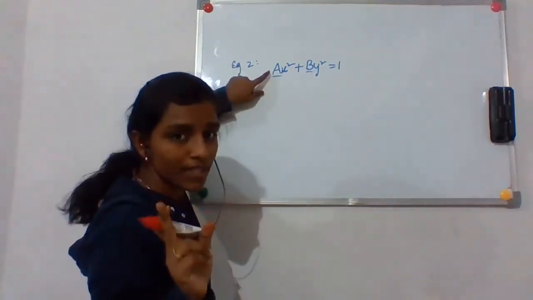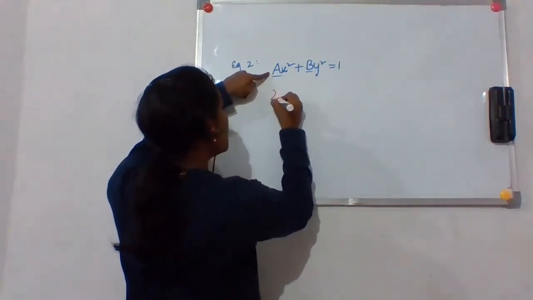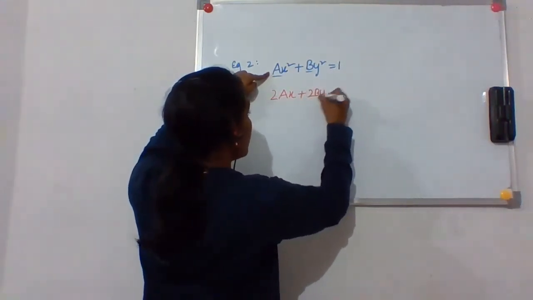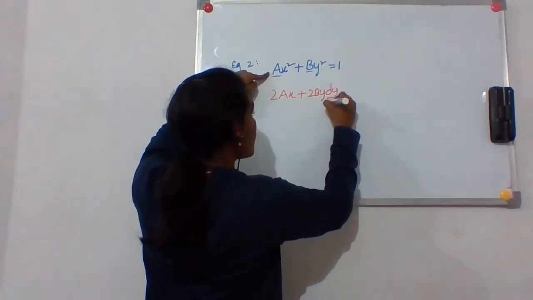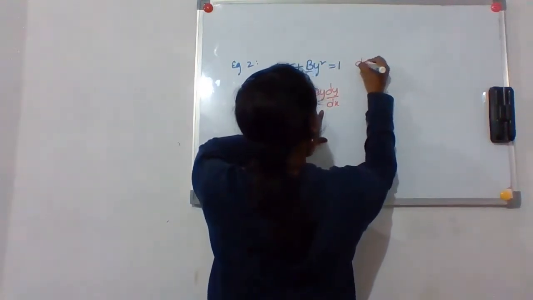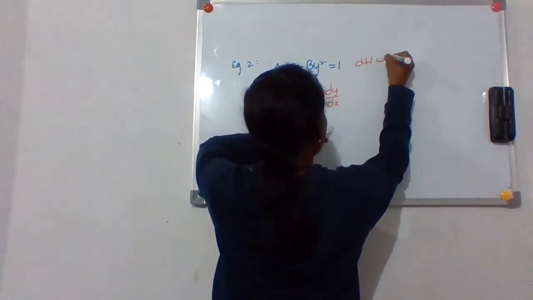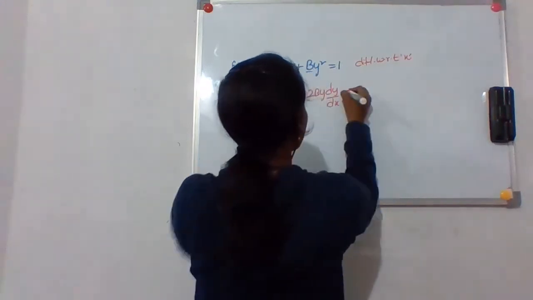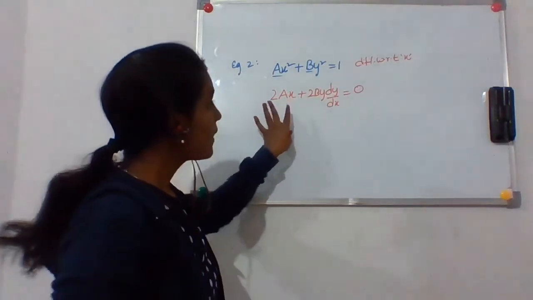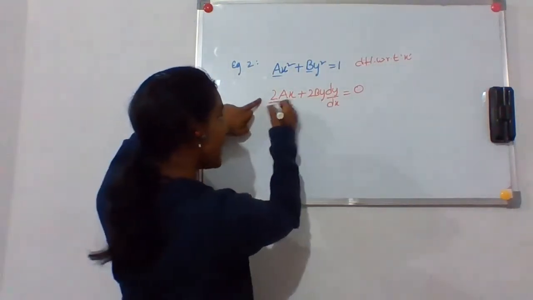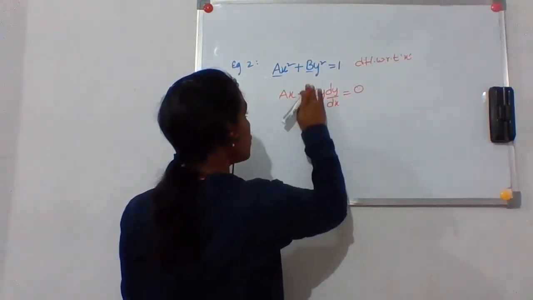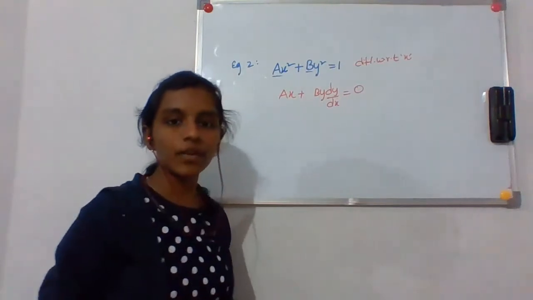First I'll differentiate the first time. That is 2ax plus 2by into dy by dx. Why? Because I'm differentiating with respect to x. That equals 0, because the derivative of 1 is 0. Done. Now, I can eliminate this 2 over here. I will take this 2 common and remove it, because it will become 0 anyways.